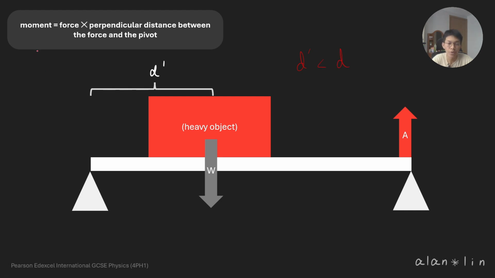If we look at the equation for moment, moment is the product of the force and the perpendicular distance between the force and the pivot. In this case, because the distance between the weight of the heavy object and the pivot has decreased, but the force, the weight, has remained constant, the moment caused by the heavy object will also decrease. The heavy object causes a clockwise moment, so the clockwise moment decreases.